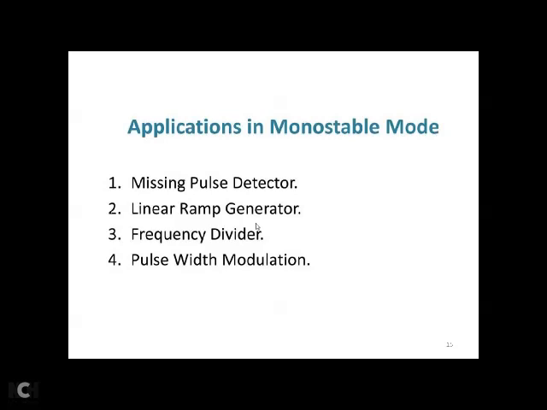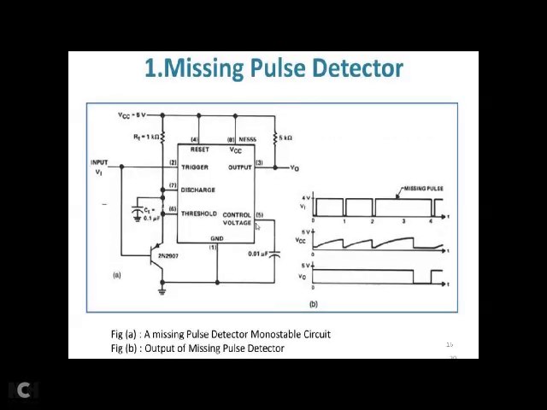The applications of monostable multivibrator: you can find a missing pulse, you can generate a ramp, frequency divider, pulse width modulation. So these are the applications of monostable multivibrator, how you can use it in different applications. The explanation of the same is also there in the slides. For more information about the monostable multivibrator, you can refer to these slides. We'll share this with you later.